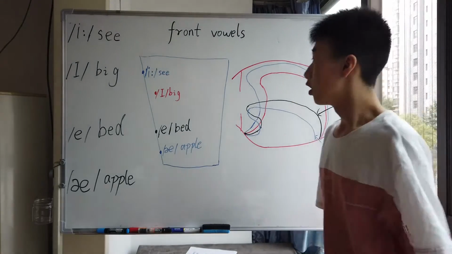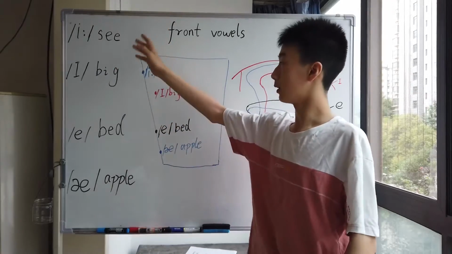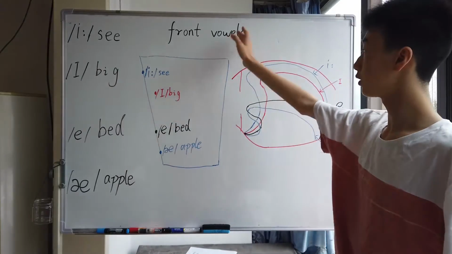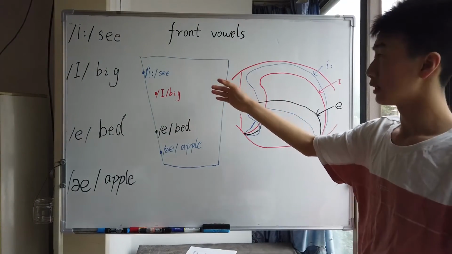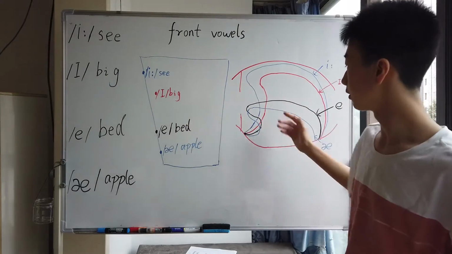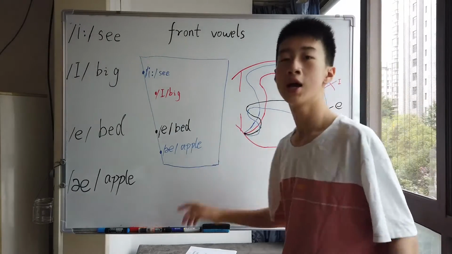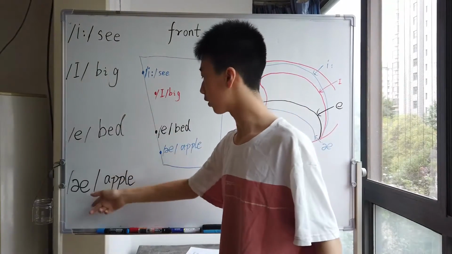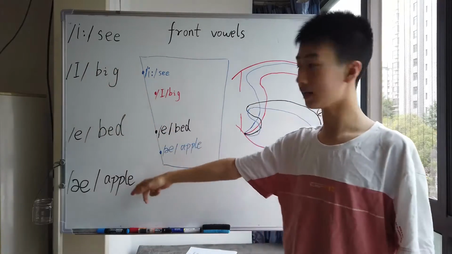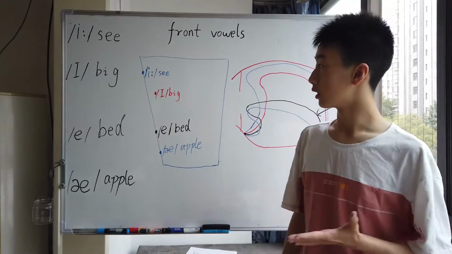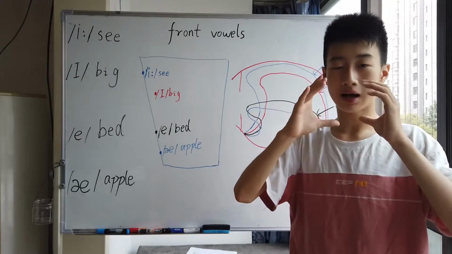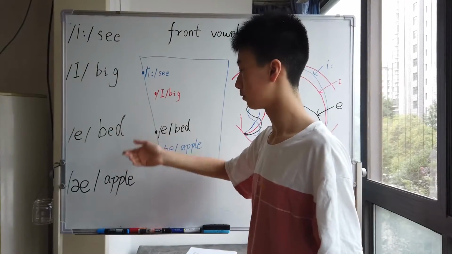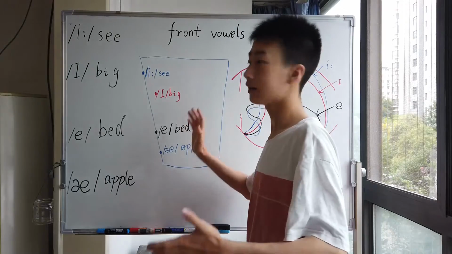No matter. Cool, so I have split the whiteboard into three sections. First, there are the example words, then there is this big rectangular shape, and finally there is the tongue position. I'm just going to explain every one of them. So first we have the four words: see, big, bed, and apple, and the mouth just getting bigger and bigger in descending order.